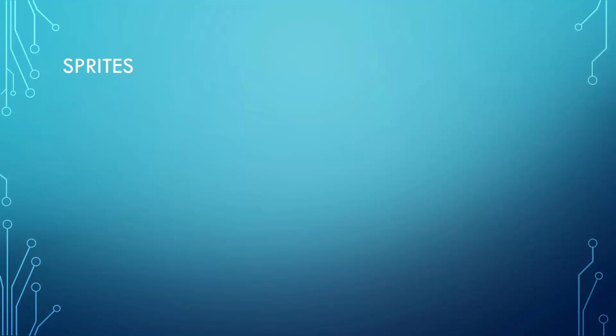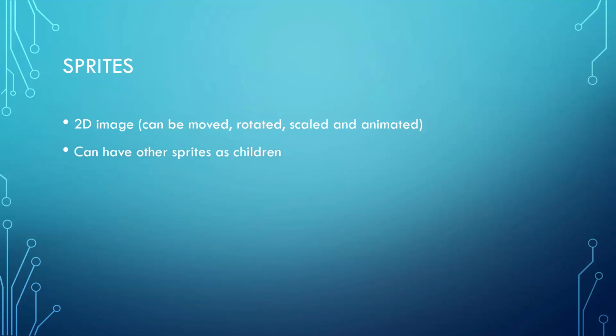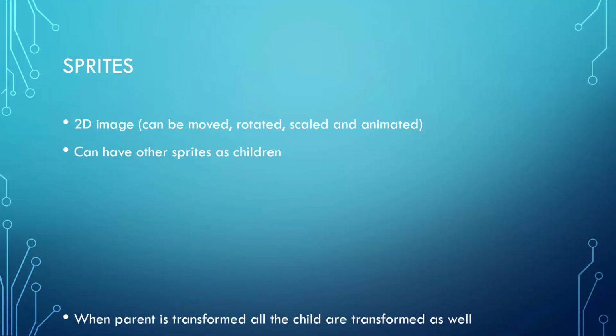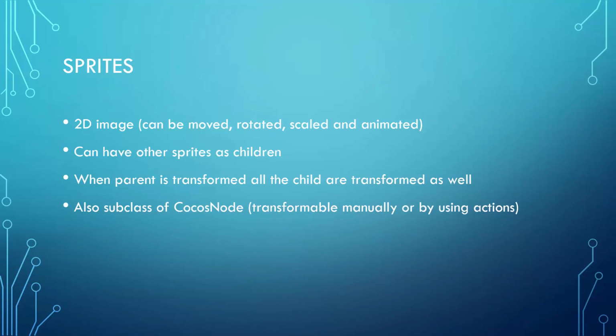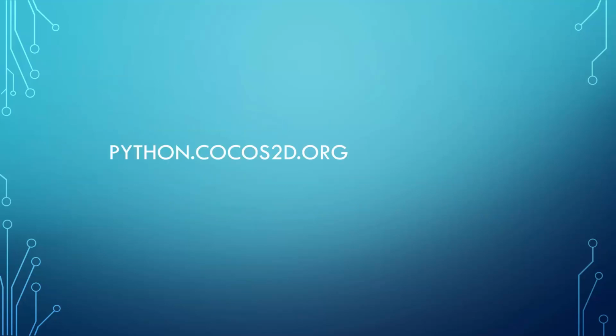Now let's go to the sprites. A sprite is just a 2D image. It can be moved, rotated, scaled, and also animated. A sprite can have other sprites as its children. When a parent is transformed, the children are transformed as well. A sprite is also a subclass of cocos node, which means it is also transformable manually or by using actions.